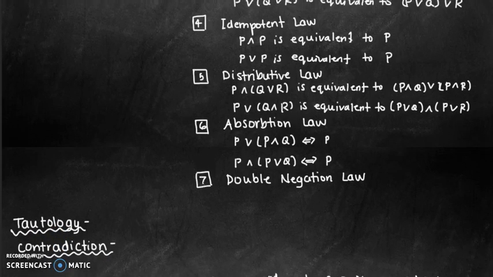And finally, the double negation law. Pretty simple. Not not P is equivalent to P. So two wrongs make a right, sort of.